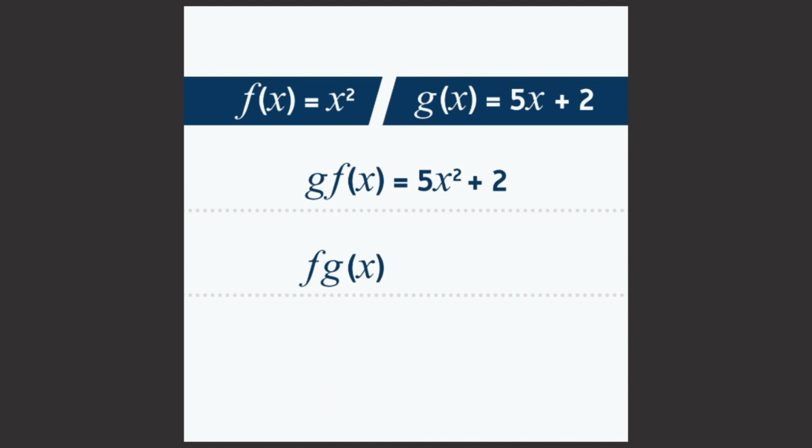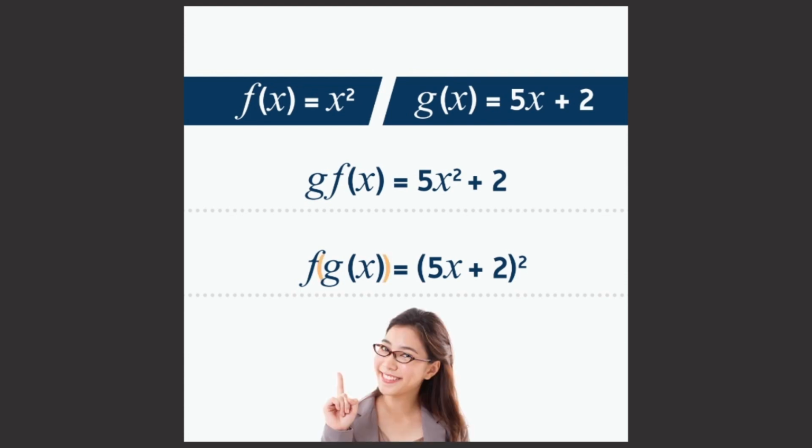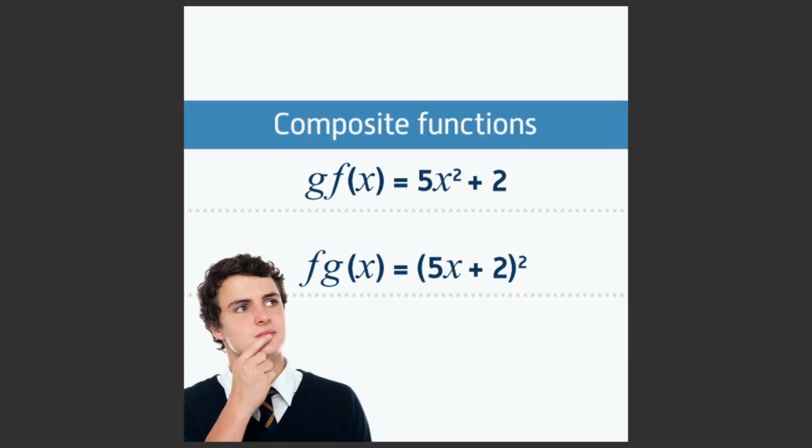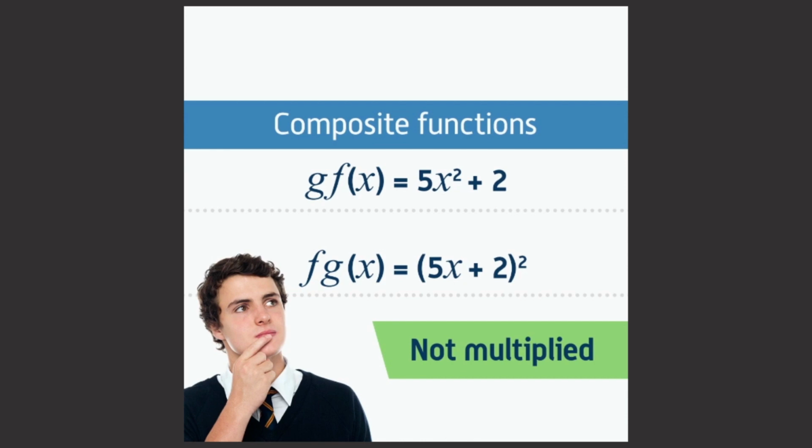To find fg of x, we apply the g function first to get 5x plus 2. Then we apply the function f, which means squaring. fg of x equals (5x plus 2) squared. Notice we haven't written one of the pairs of brackets. Remember that composite functions look as if they are in the wrong order, and that they are not multiplied.